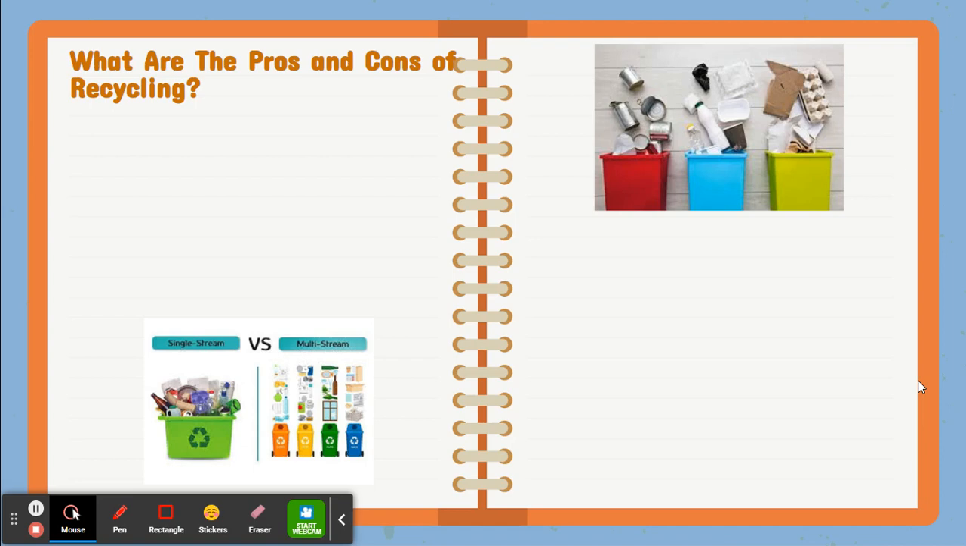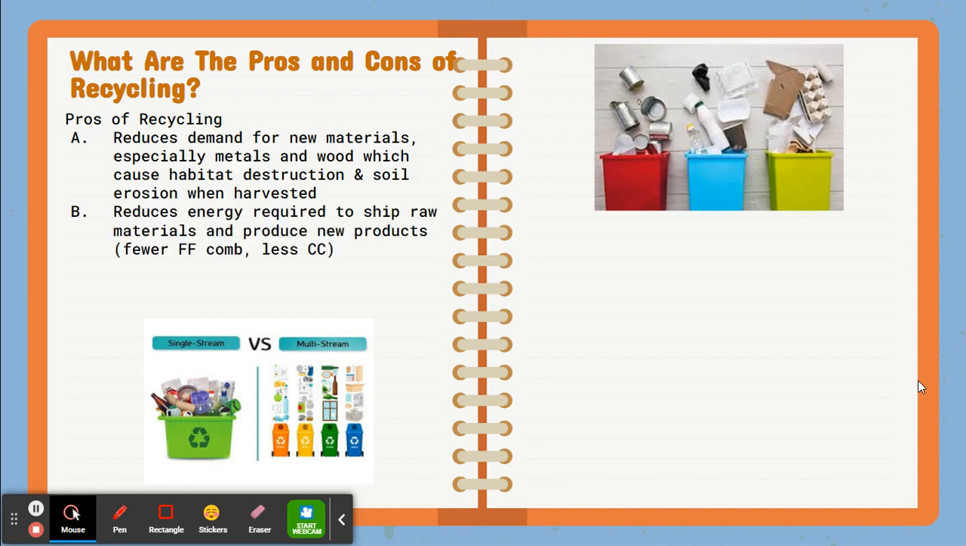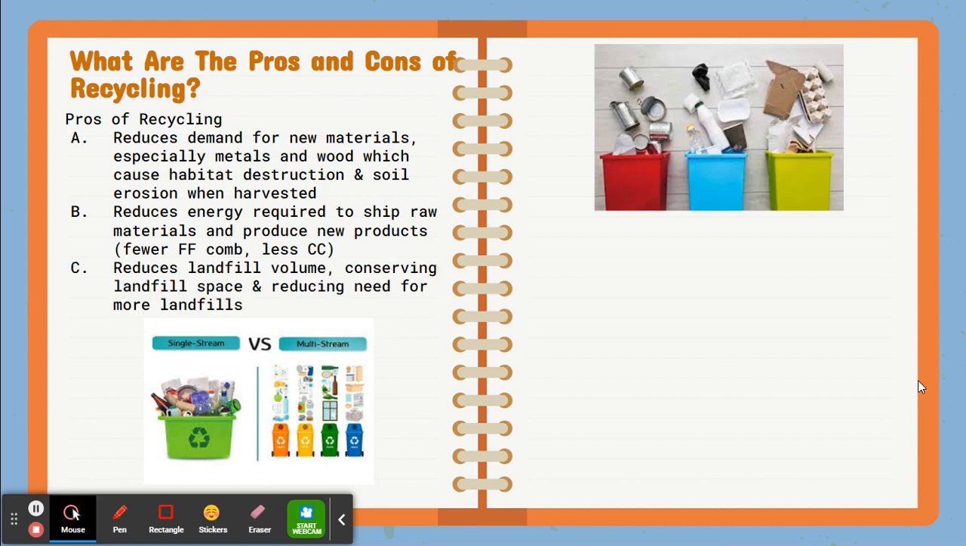So what are the pros and cons of the last R, recycling? Some of its pros: it reduces the demand for new materials, since we're taking old materials and transforming them into another product. It reduces energy required to ship those raw materials, and we know that transportation and shipping produce fossil fuel emissions, so if we don't have to do that, it lessens our chances of that being emitted into the atmosphere. And it can help to reduce landfill volume, conserving landfill space and reducing the need for more landfills to put more municipal solid waste.